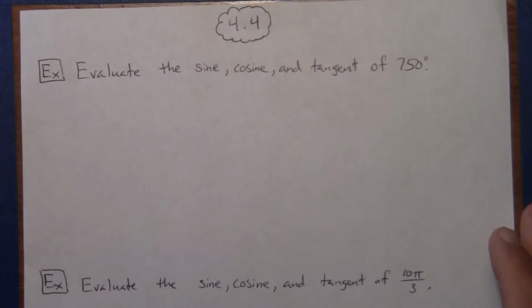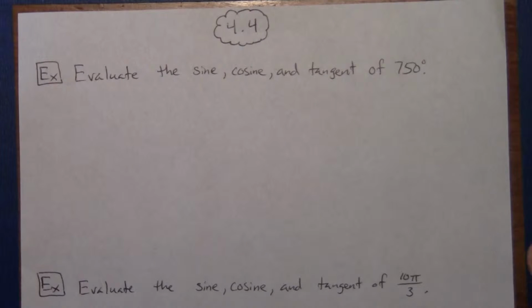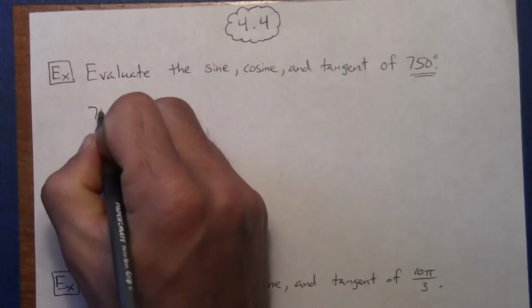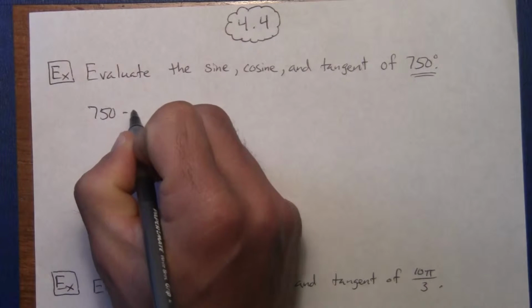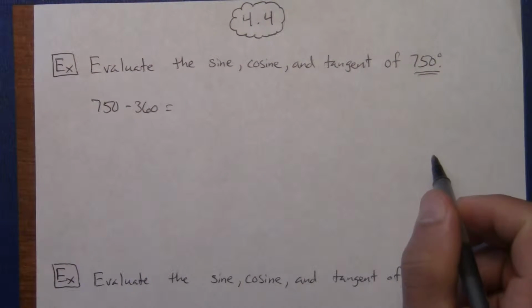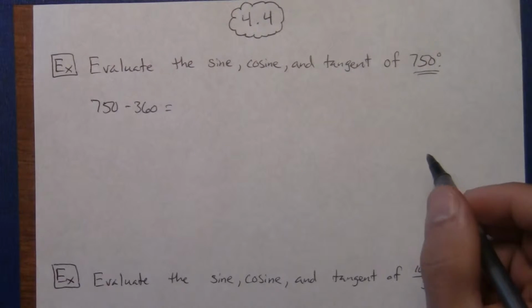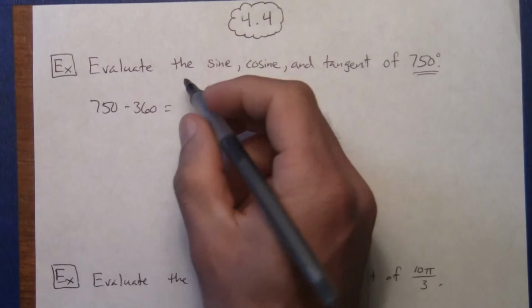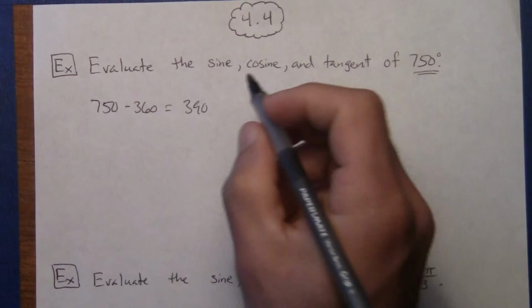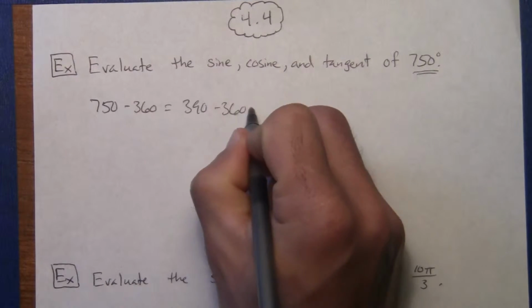Alright, so for the first one, find the sine, cosine, tangent. It doesn't matter what the trig function is. When they give you an angle, you want it to be between 0 and 360 if you can. So the idea would be to take whatever angle they give you and either add or subtract 360 until you get it in between 0 and 360. It'll make it a lot easier if you do that. So if you subtract 360 from 750, you're going to end up with 390. Of course, that's still not between 0 and 360, so I'm going to subtract 360 again.